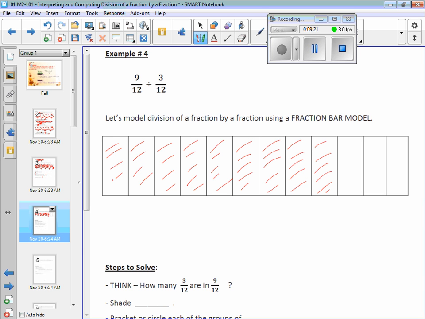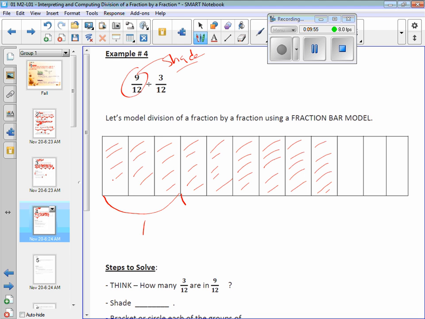The value of each box. Right, 1/12 is the value of each box. Group by what? Groups of 3/12. There's 1.